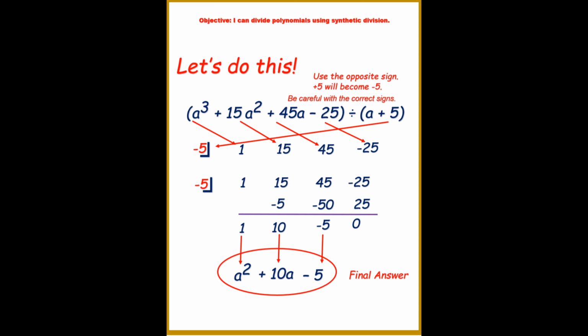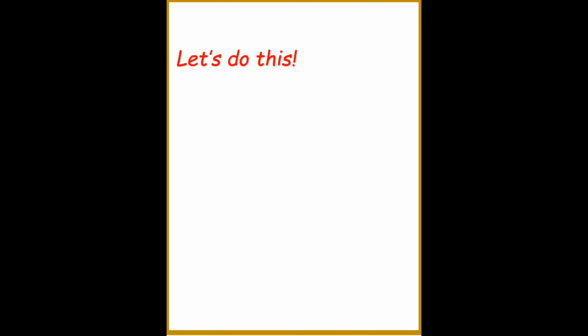Again, the objective: divide the polynomials using synthetic division. Let's have another example. Let's do this. x cubed, or x raised to the third power, minus 11x squared plus 22x plus 40 divided by x minus 5.